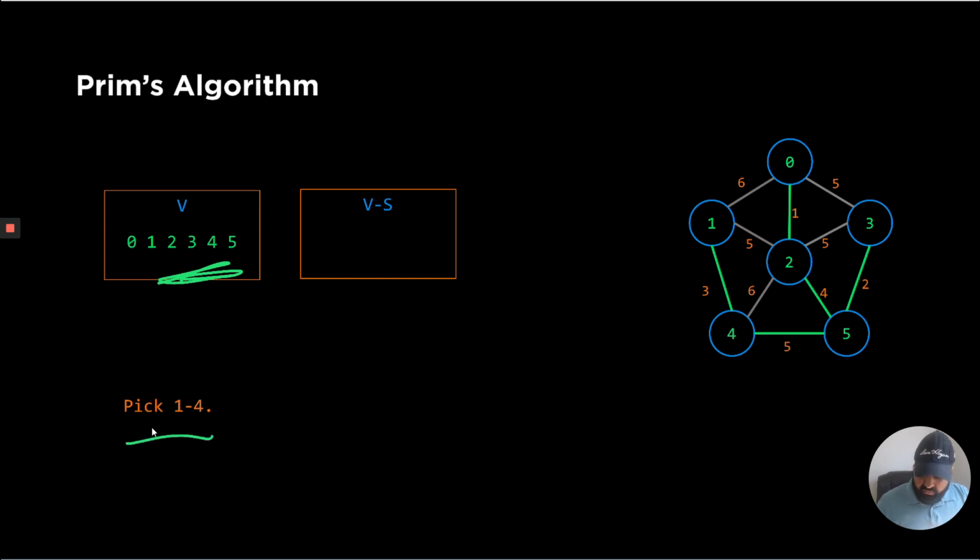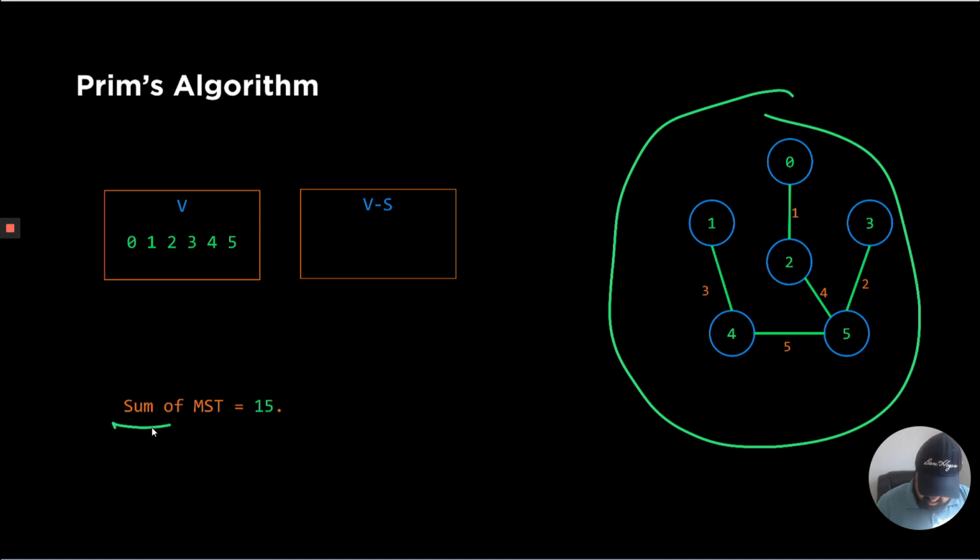So we pick 1, 4, and since V minus S is empty now, the minimum spanning tree will look something like this, which is we have all these different edges and each of them is traversed just once per set of vertex. So the total sum of the minimum spanning tree in this case is going to be 15, because we have 3 and 5, 8, 10, 14, and 15.